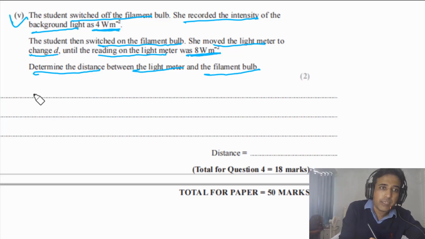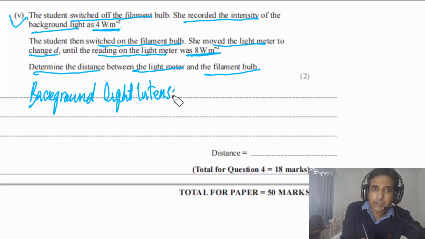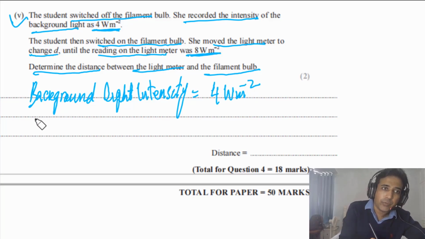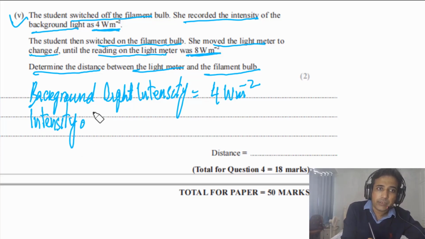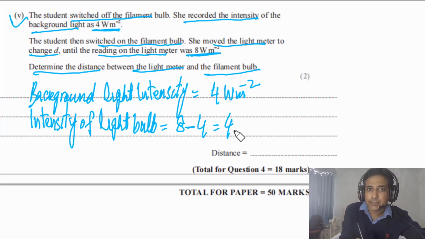So in this case we have background light intensity, that is 4 watts per square meter. So now we can write down the intensity of the light bulb. The intensity of the light bulb has to be equal to 8 minus 4. So we can say that is also equal to 4 watts per square meter.